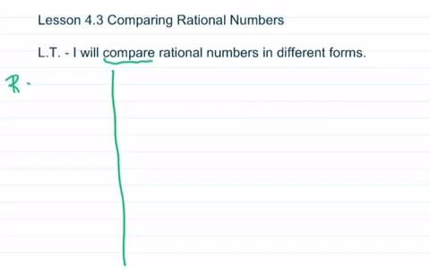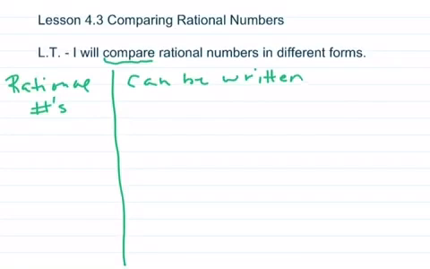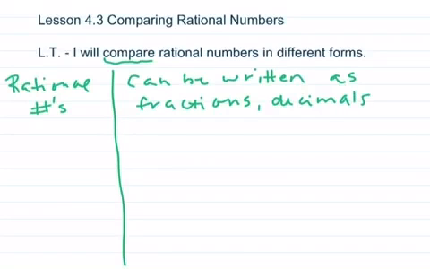Okay, so rational numbers, we learned this last time, but they can be written as what kind of numbers? A ratio of two integers, okay, and we see that as fractions. We see that as certain types of decimals, decimals that terminate or decimals that repeat, and we can see that as percents.